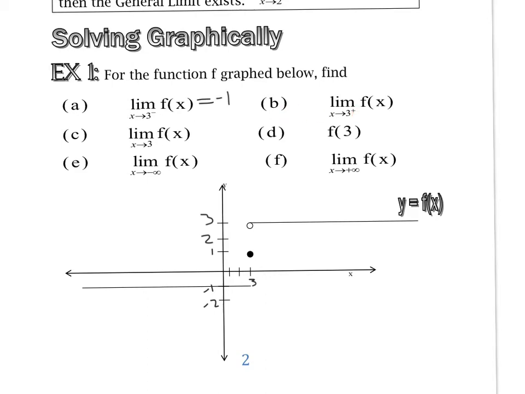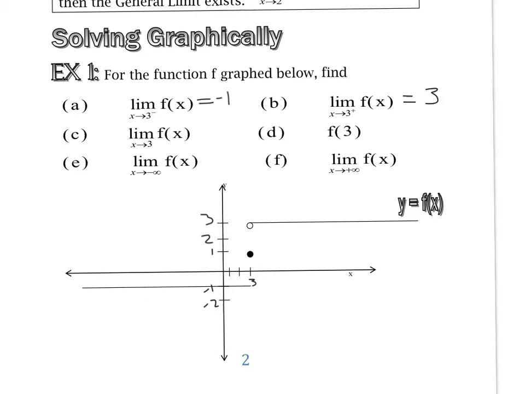What about item B? Well, this is just asking the same kind of idea. What's the limit of f of x as x approaches 3? But now with the plus sign, it's saying from the right. So now we're going to come this way on the function. And now the height appears to be positive 3. So 3. That's all there is to it.